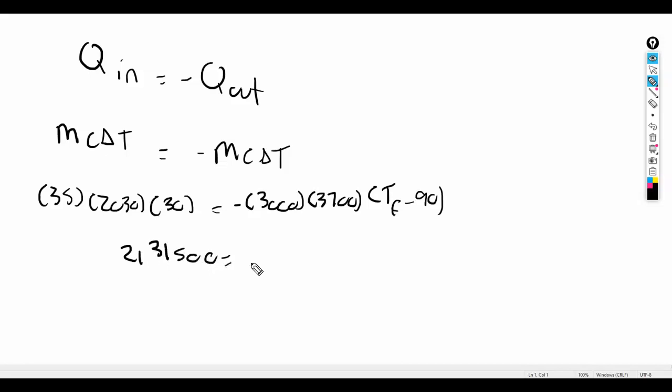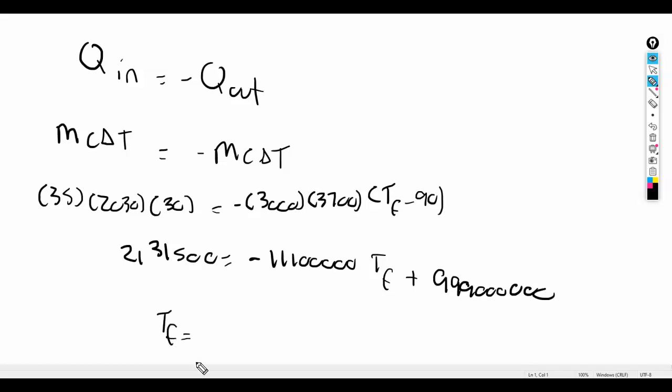And then on the right, if you distribute out this term, you get negative 111,000,000 TF plus 90 times that. Okay, so plus 999,000,000. And I'm assuming that you can correctly rearrange this on your own. That it's a positive value, by the way, because this negative sign and this negative sign cancel each other out, in case you wanted to know why that was.